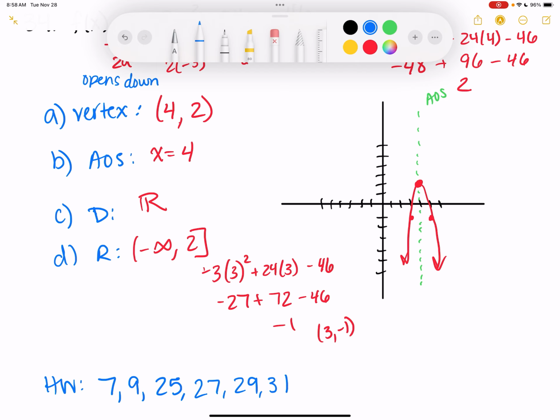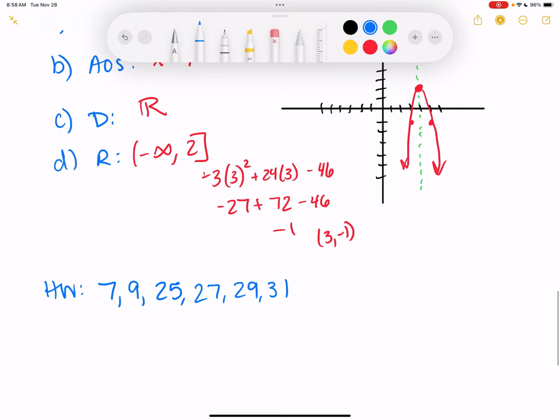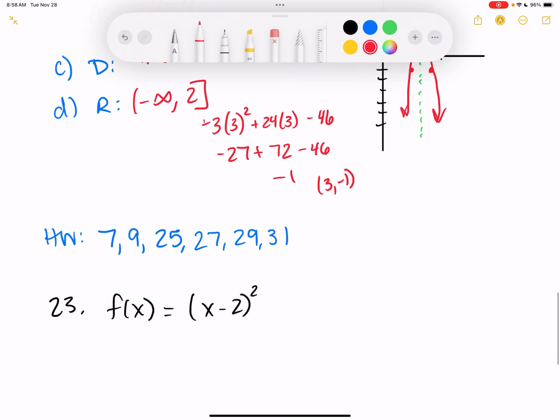Just something to point out really fast, you don't have one like this, but problem 23 had f of x equal to x minus 2 squared, and that was it. The vertex for this one would be at the opposite sign, so 2, and there's nothing out here, so it would just be 0. So the vertex would be at 2, 0 for that one. Just wanted you to be aware in case there's nothing written there.